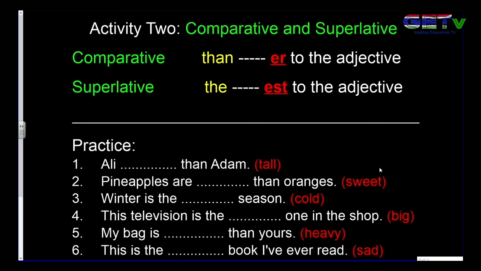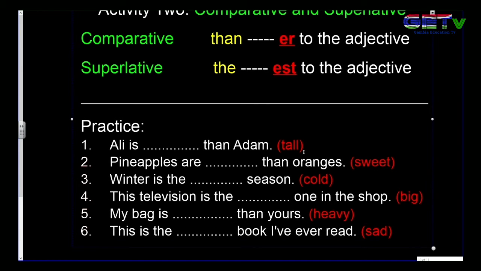And now let's practice. The first one says, so you need to take note of this, than and the. Than is for the comparative, but remember to add er to the adjective. The is for the superlative, but also remember to add est to the adjective.